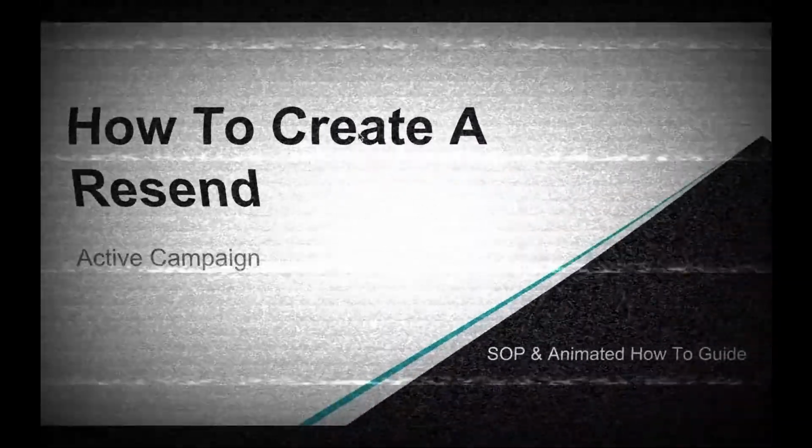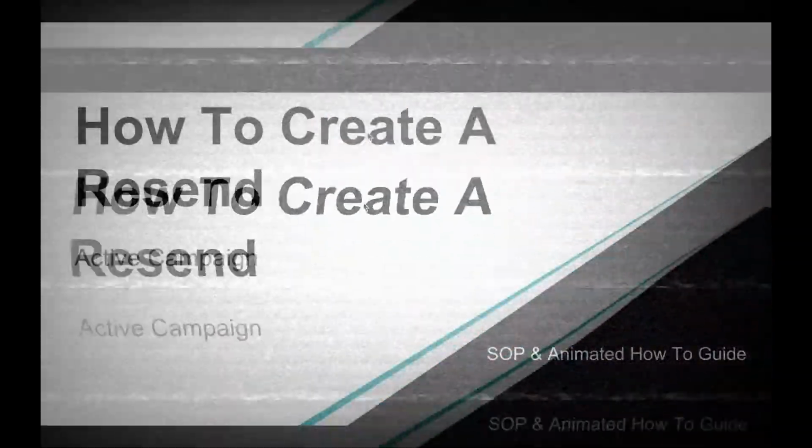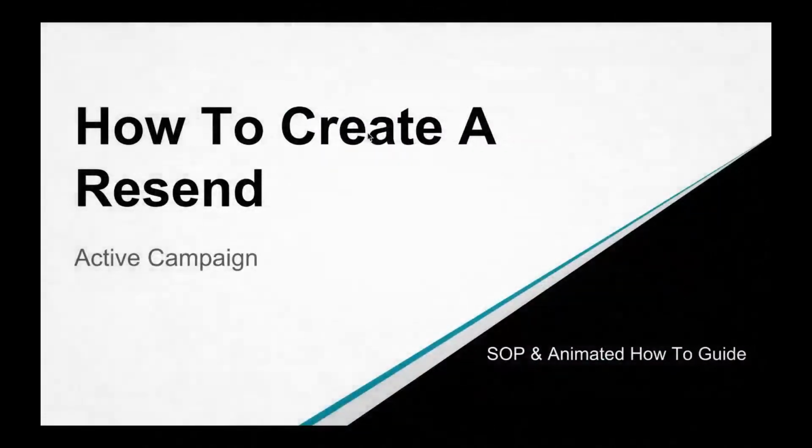Okay, this is a video overview of a standard operating procedure. The operating procedure that we're looking at is resends, that's sending resend emails in ActiveCampaign. So the way this video works is it is basically a recording of the slideshow version of the SOP. The only way that this differs from the slideshow version of the SOP is that you have this commentary.